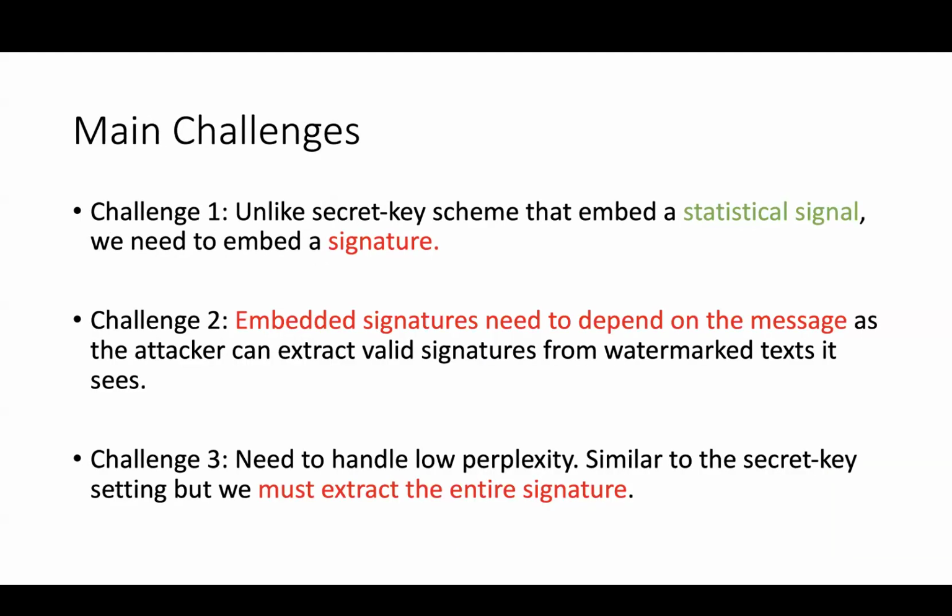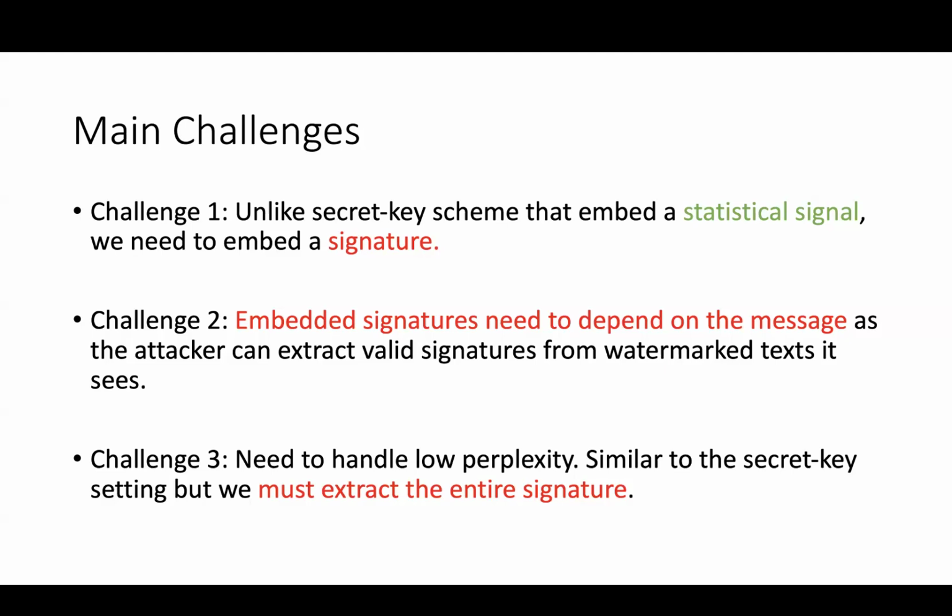Okay, so what are the main challenges that we face? The three key challenges: first, in the secret key setting, we're trying to embed a statistical signal, which is very different from embedding a full signature. You have to be able to extract the entire signature out of the text to be able to say, oh, here's a watermarked text. The detection algorithm has to do that. We can't split the words into red and green and do that. So that's one challenge.